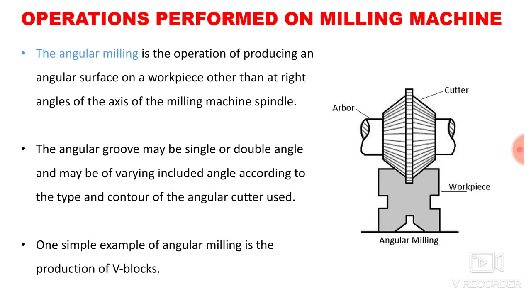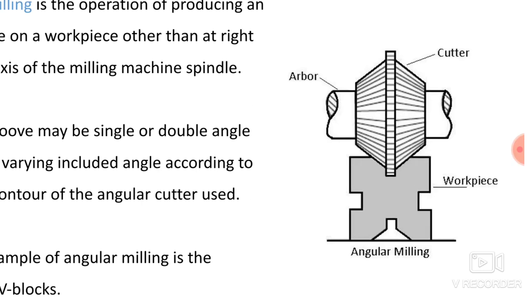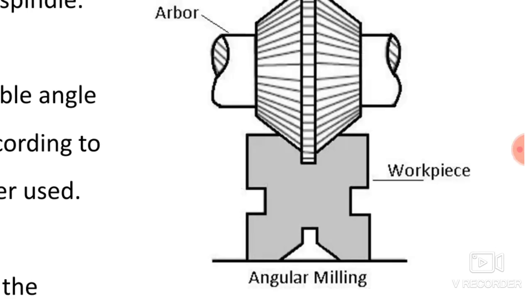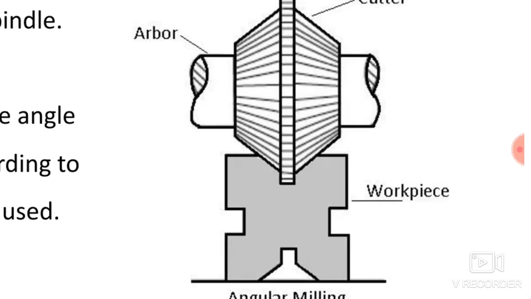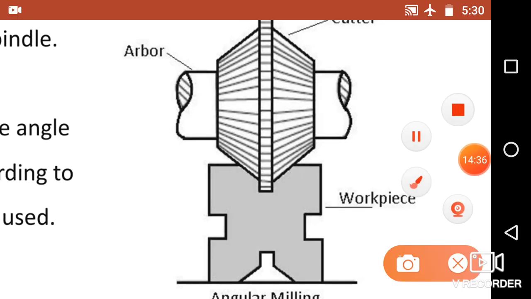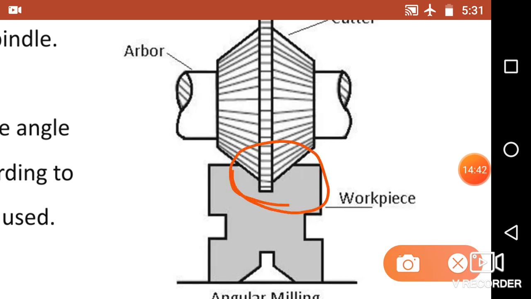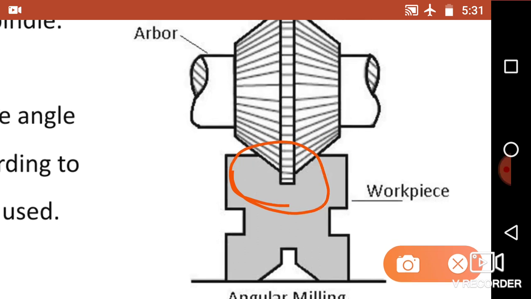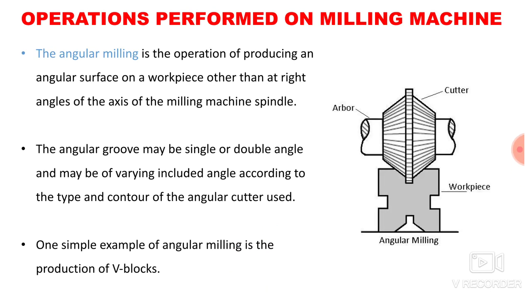One simple example of angular milling is the production of a V block. So here we are producing a V block with the help of the angular milling operation. This is a V block, and this V block is machined with the help of an angular milling cutter. We are getting the same angle as that of the cutter. So simply you have to mount the angular milling cutter over the arbor, and then give the feed against the workpiece, and you can produce a surface which is at some angle. This is all about the angular milling operation.